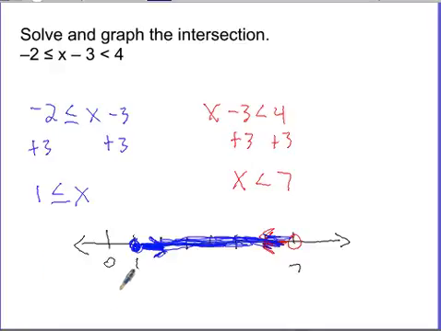And if we were to write it in set builder notation, the set of all x such that 1 is less than or equal to x, and x is less than 7. Oops, close my brackets.